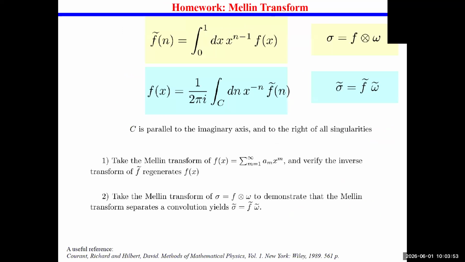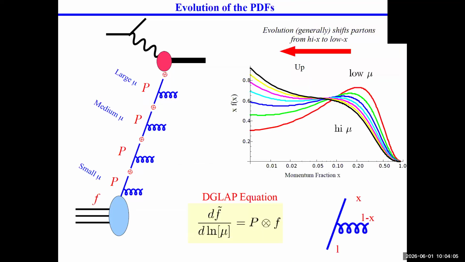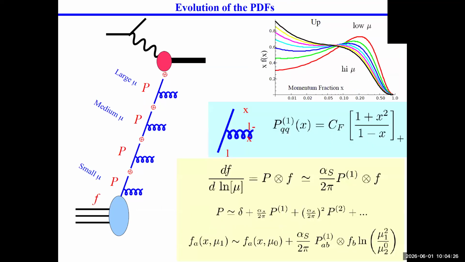And Pavel will talk more. Homework: the Mellin transform, try it out. When you show this factorizes, it's nice to use the delta function form of the convolution. It makes it a whole lot easier. So let me just show you some examples. Again, this mu, the renormalization scale, tells me where I draw the line between what's the hard scattering and what's the PDF. And so here's how the up quark changes going from low scale to high scale, and it changes very slowly. And then here are the details.